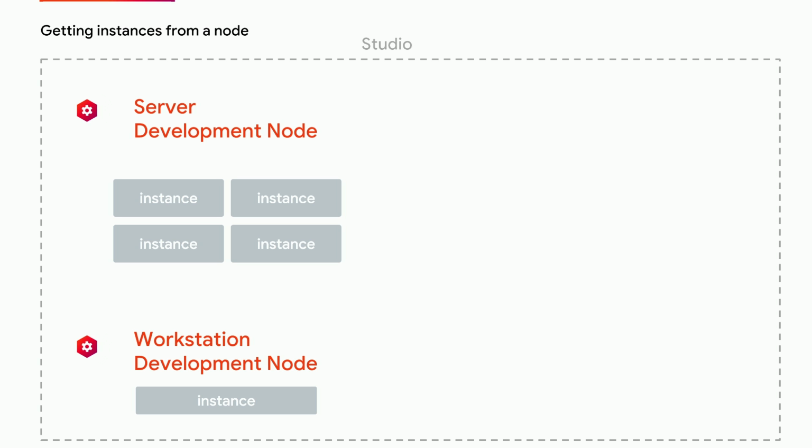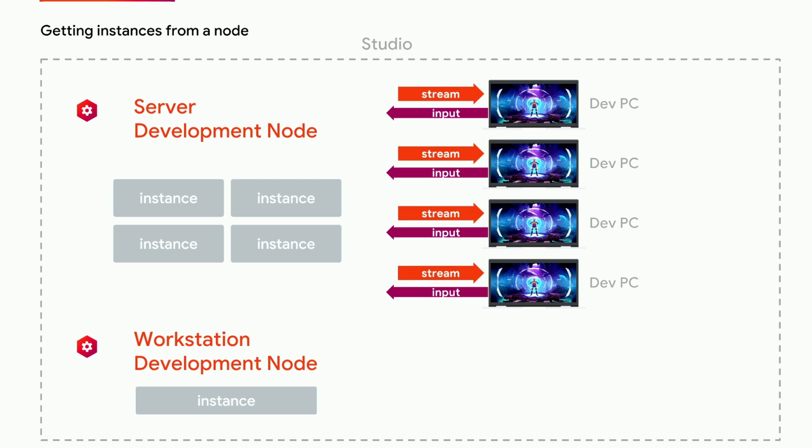Each server development node gives you 4 instances you can reserve. So 4 sets of that hardware spec I showed you before can stream simultaneously to 4 developer machines. So here we have all 4 gamelets reserved, streaming simultaneously to four workstations. There are different shapes of instances you can use just for development.